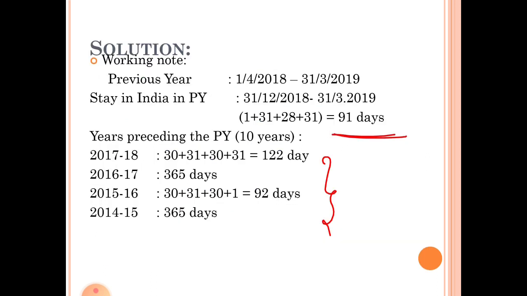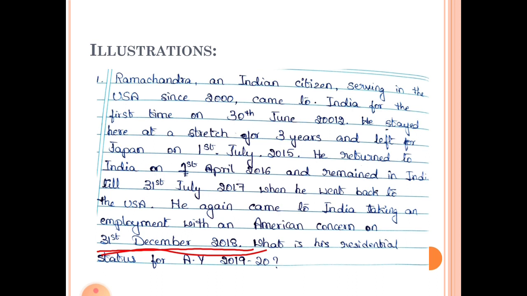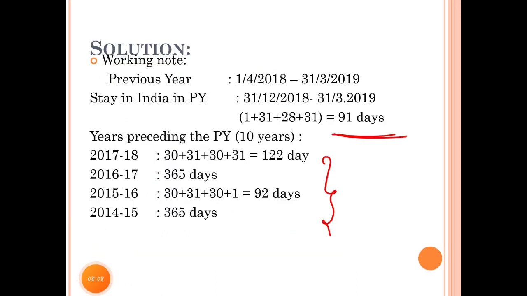That is what we are calculating here. April 30 days, May 31 days, June 30 days and July 31 days. In the previous year 122 days he stayed in India, and in 2016-17 whole year he stayed in India. See here, after returning from Japan he stayed for 1 whole year, that is from 1st April 2016 to 31st March 2017.